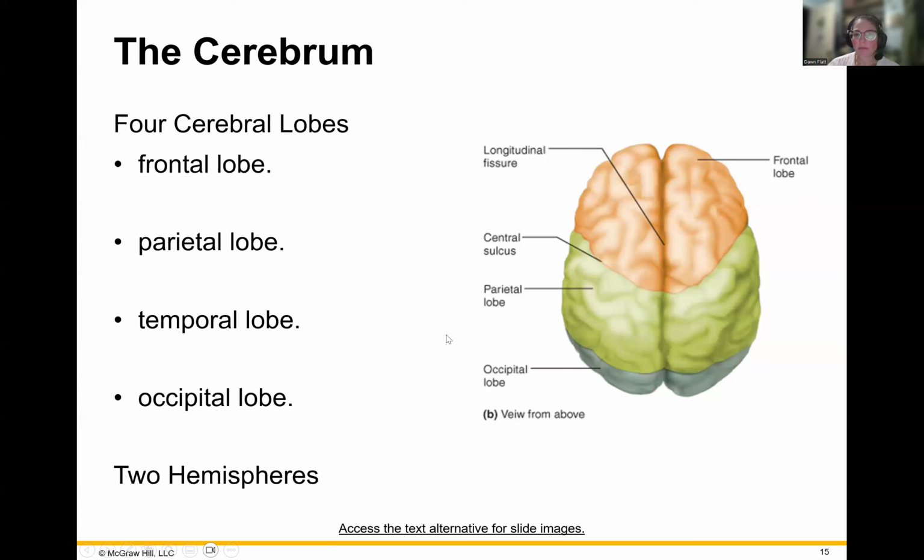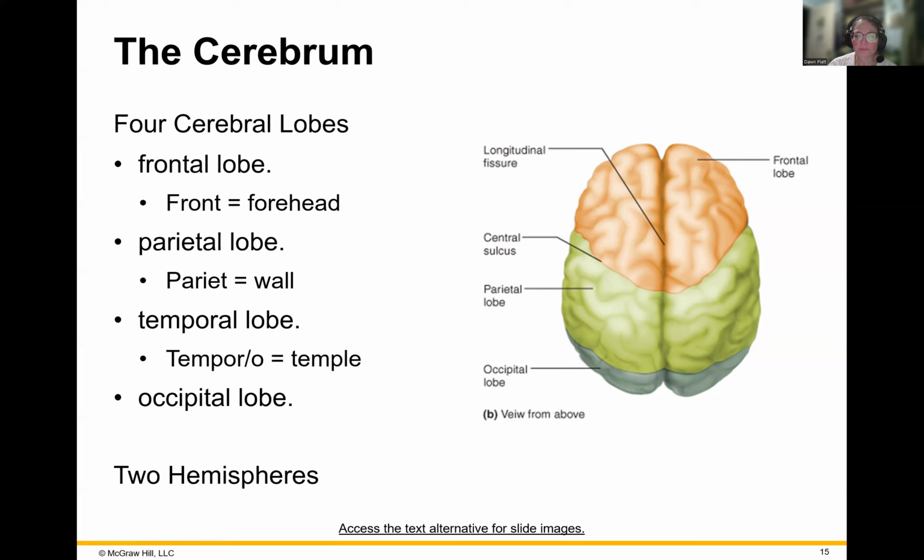So for cerebral lobes, you can see we've got the frontal lobe. This is going to be up here. Our parietal lobe is going to be here. Our temporal lobe is going to be here. And the occipital lobe is going to be back here. And then you can see it's split down the middle where it creates two different hemispheres, your right and left side.